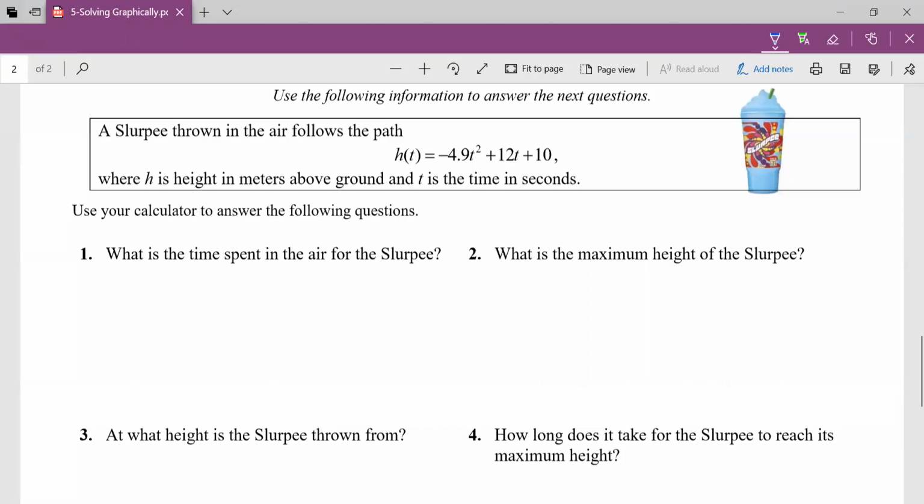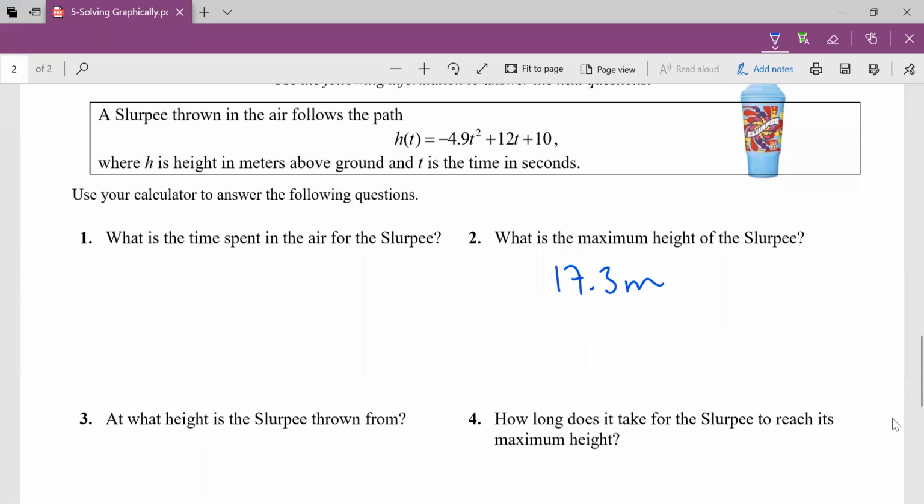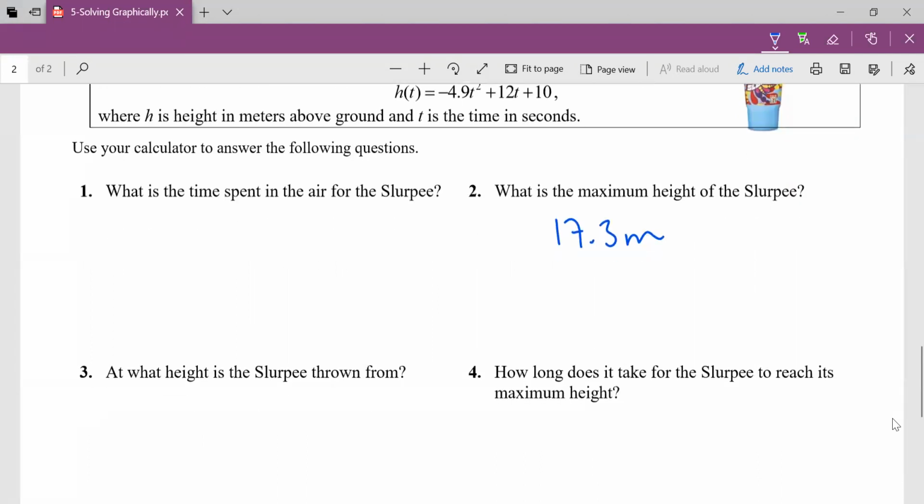So the max height, we already found, was 17.3 meters. How long does it take for the Slurpee to reach the max height? I'm kind of going a little out of order here, friends. Sorry about that, but the max height was 17.3 meters and it took 1.2 seconds to get there. Usually finding the vertex is a key part of these questions.